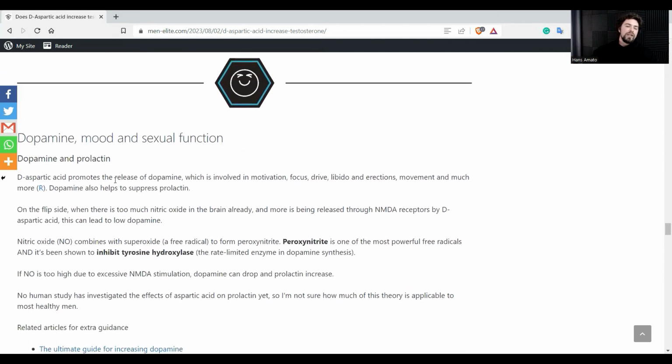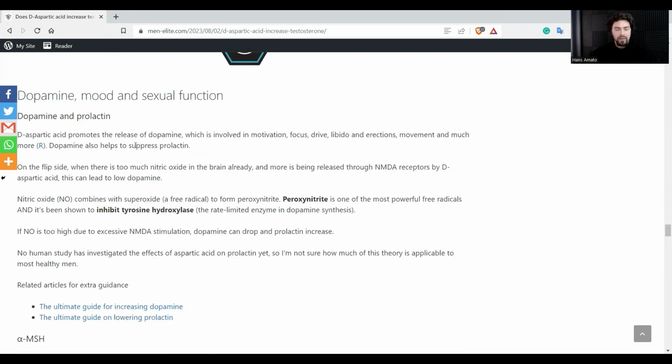And then when we look at dopamine, mood, and sexual function, the effects of aspartic acid, you will see that D-aspartic acid promotes the release of dopamine, which is involved in motivation, focus, drive, libido, erections, movement, and much more. Dopamine also helps to suppress prolactin, and prolactin has anti-sexual function effects. It causes depression, more like a sluggish feeling that you don't want.